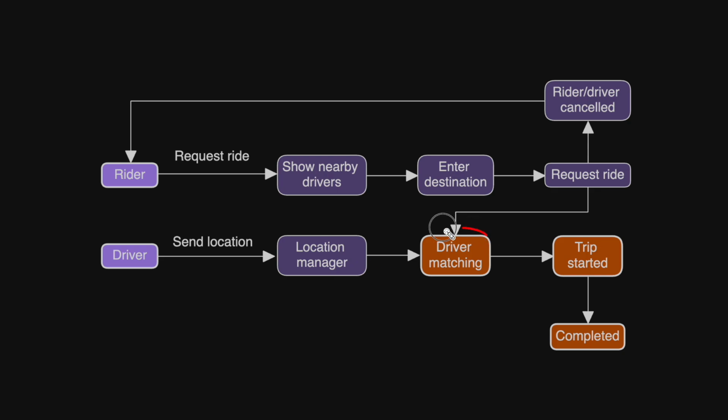The driver matching service is the key because it connects the rider flow and the driver flow. When a rider sends a request for a ride, it queries the location manager database for the closest drivers and then tries to match them to the rider. When the match is done, the trip gets started and eventually gets completed.